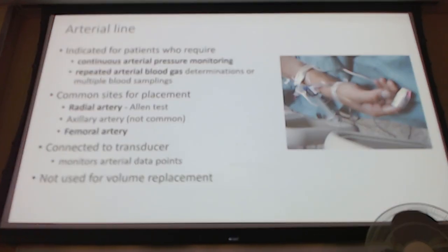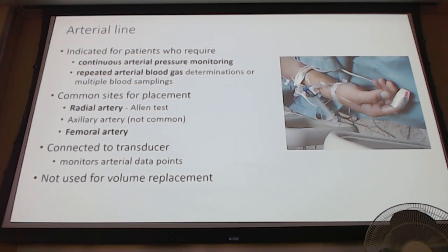and make it so that it's not usable. Okay. Arterial lines, there's only really 2 sites that we use: radial artery and femoral artery. Who can tell me what the Allen test is?